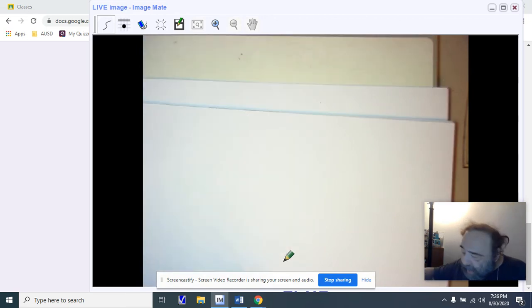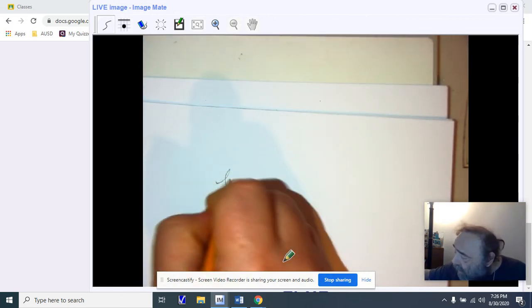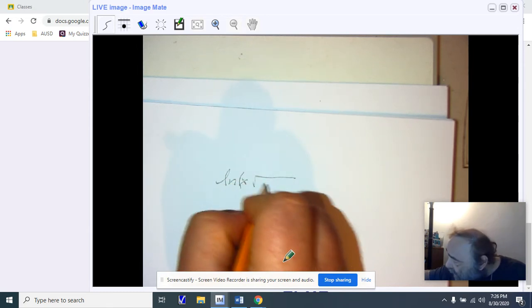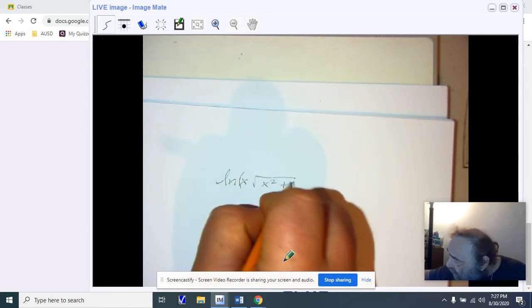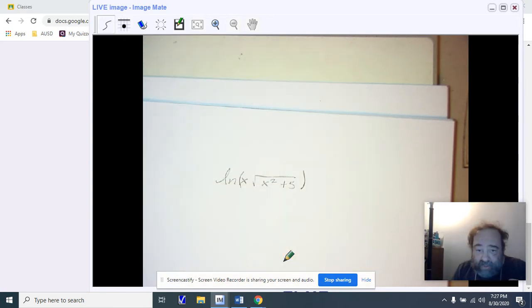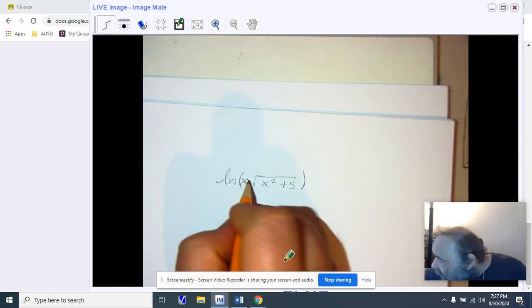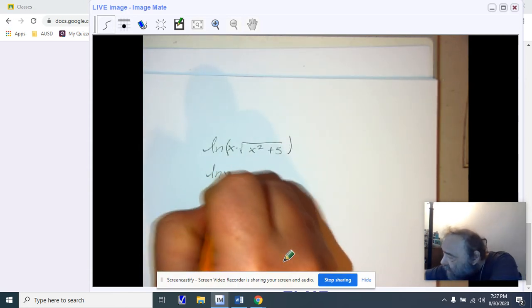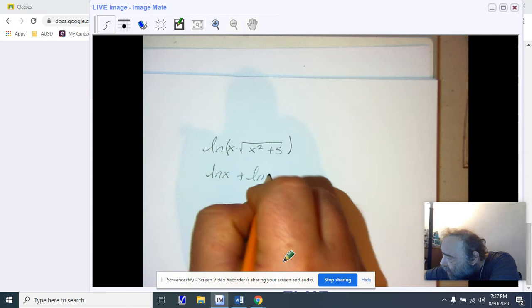Our goal is to be able to expand and condense. Let's take a look at an example. We're going to be taking a look at the natural log of x times the square root of x squared plus 5. Now in this we have several pieces. We're going to start off with the product right in between. So I have the natural log of x plus the natural log of the square root.